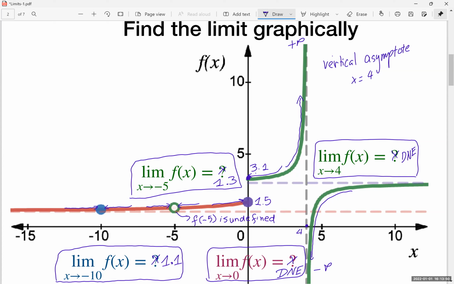All right, this is how you determine the limit of a function using the graph of the function. Again, just observe the behavior of the function as x goes to the point from the left and as x goes to the point from the right. If they meet at the same value, then the limit exists. If they do not meet at the same value, or they go in different directions, that means the limit at the point doesn't exist.